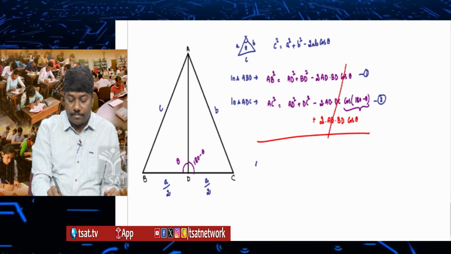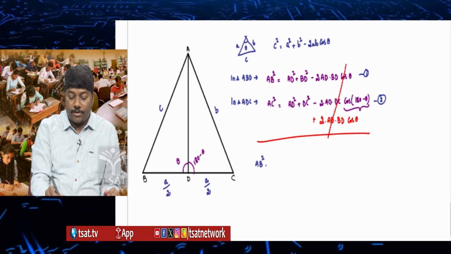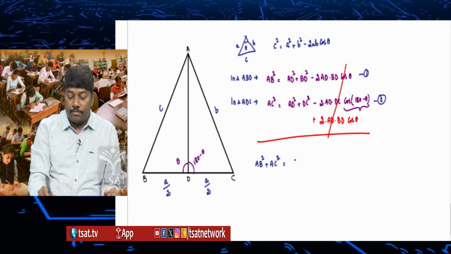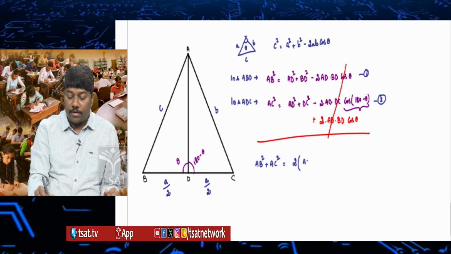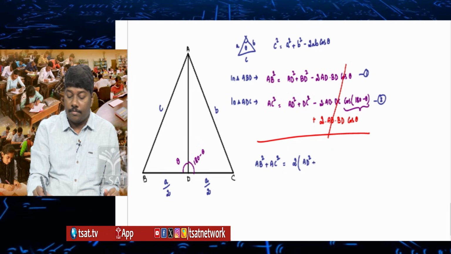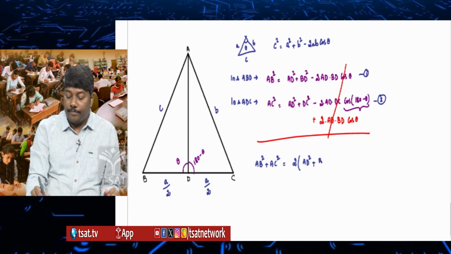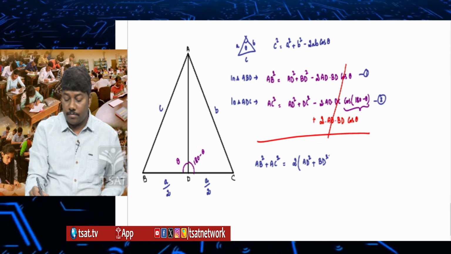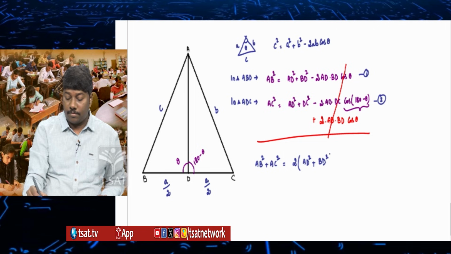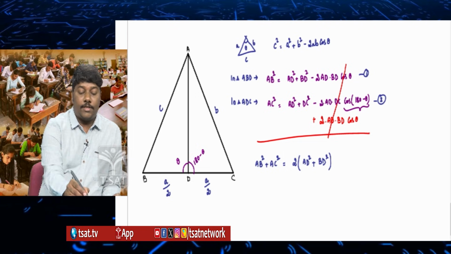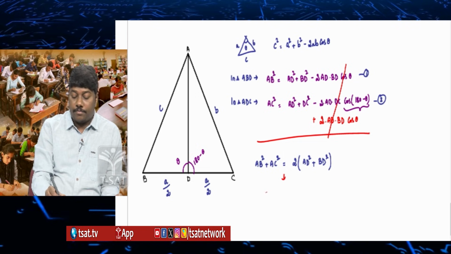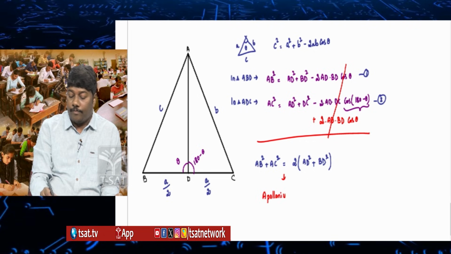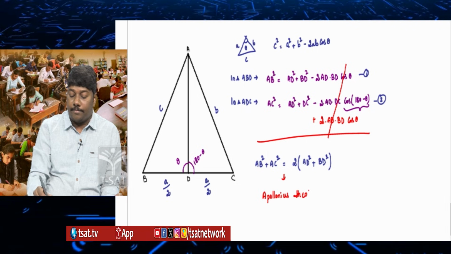Therefore, we get AB square plus AC square is equal to 2 times of AD square plus BD square. And we call this the Apollonius theorem.